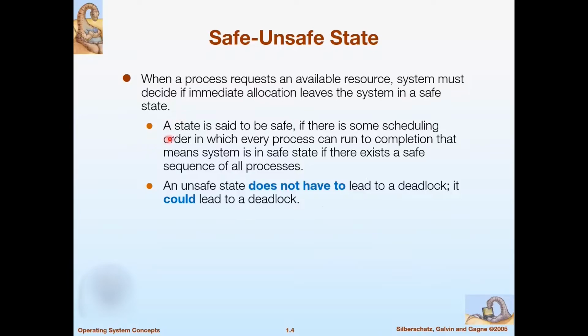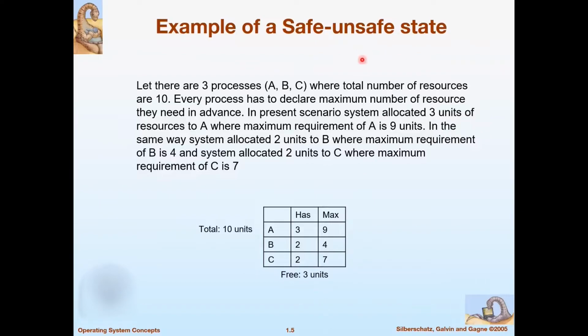A state is said to be safe if there is some scheduling order in which every process can run to completion. That means the system is in a safe state if there exists a safe sequence of all processes. On the other hand, an unsafe state does not have to lead to a deadlock, but it could lead to a deadlock. We must ensure the system never reaches an unsafe state. Here an example of safe and unsafe states will be discussed. This concept will be needed for Banker's algorithm.